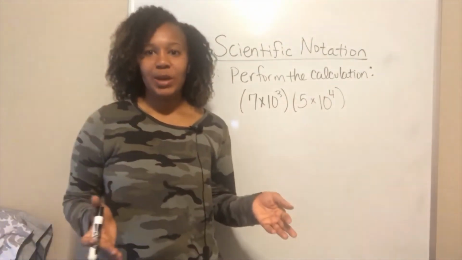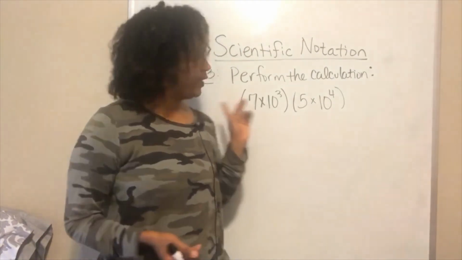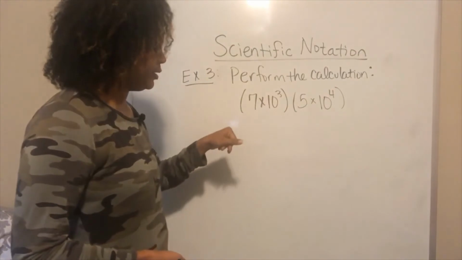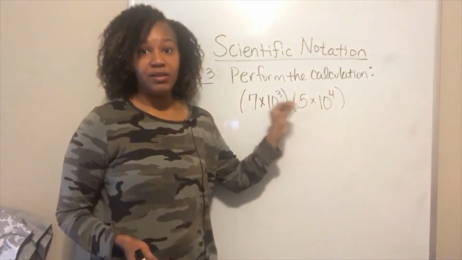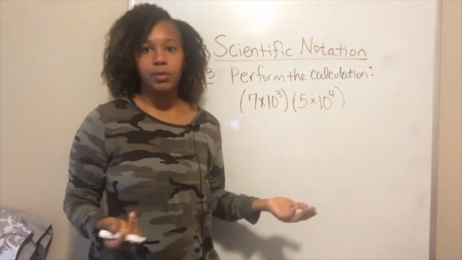In the last 2 examples, we're going to look at how do you perform calculations with numbers in scientific notation. So for this first example, which is example 3, but the first one for calculations, we want to multiply 7 times 10 to the third times 5 times 10 to the fourth. So we have 2 different numbers in scientific notation and we want to multiply them together.